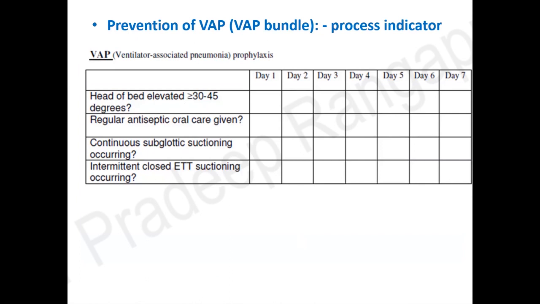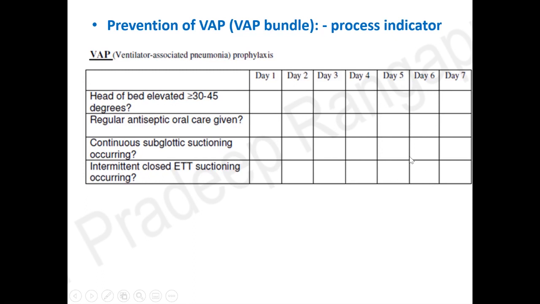Every ICU which claims to be running a good standard of care processes should have this VAP bundle within their unit, because this is a process indicator, and having this VAP bundle has shown to significantly reduce the risk of VAP. And these are simple things which a nurse has to jot down during every shift change, whether the patient's head end is elevated, whether regular oral care with chlorhexidine is given, whether continuous subglottic suctioning is happening, and using the closed ET suctioning rather than having an open method.